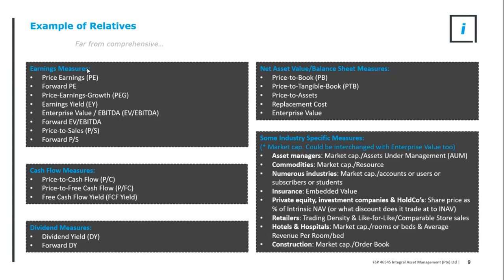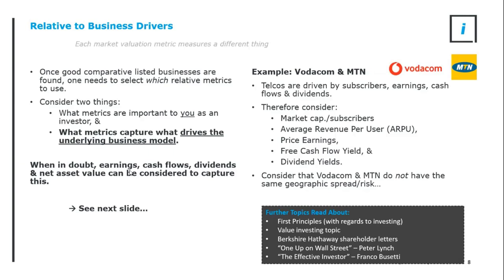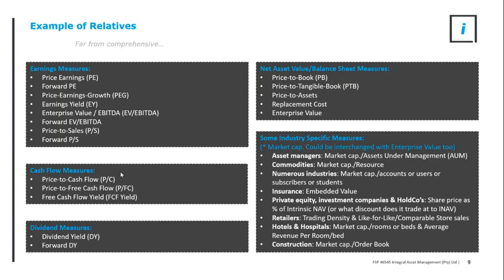Remember I said, when in doubt, earnings, cash flows, and dividends, net asset value can be used as relatives. There's earnings measures from price earnings to EV EBITDAs. There's cash flow measures from price to cash flow to free cash flow yields. Dividend yield is the obvious one with dividend metrics. Price to book, price to tangible book is good with net asset value. Replacement cost is an intriguing one that's worth Googling as well.